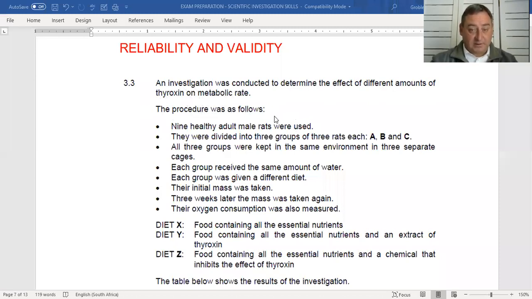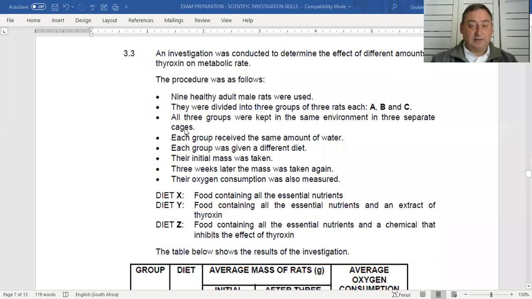Now, they did it as follows. 9 healthy adult male rats were used. They were grouped in 3 groups of A, B, and C. All 3 groups were kept under the very same conditions. Each group received the same amount of water. We did not want the water to play a role. Each group was now given a different diet. They took the mass in the beginning, and then the mass 3 weeks later again.